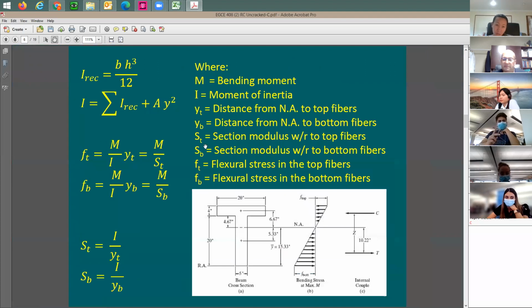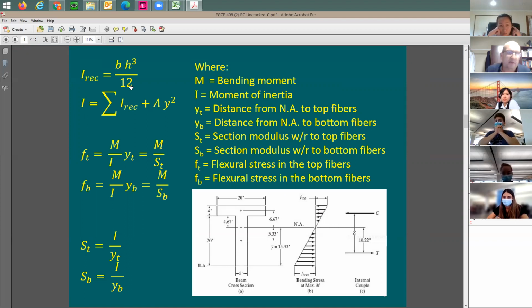I guess we've gone through this slide already. We said that this is going to be for a general section, like a T section, not a specific case. Let's say, generally speaking, for a rectangular section, the moment of inertia is going to be equal to bh cubed divided by 12. The section modulus is going to be equal to bh squared divided by 6.